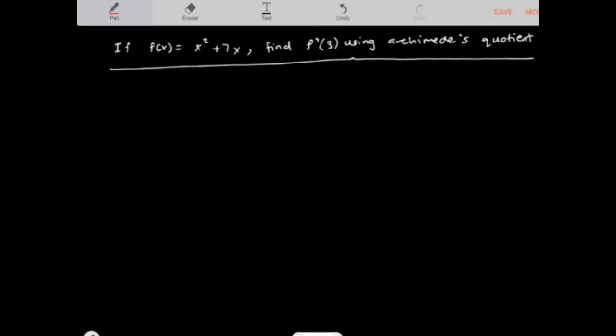Alright, so let's take a look at this question. If f of x is equal to x squared plus 7x, find f prime of 3 using Archimedes' quotient.